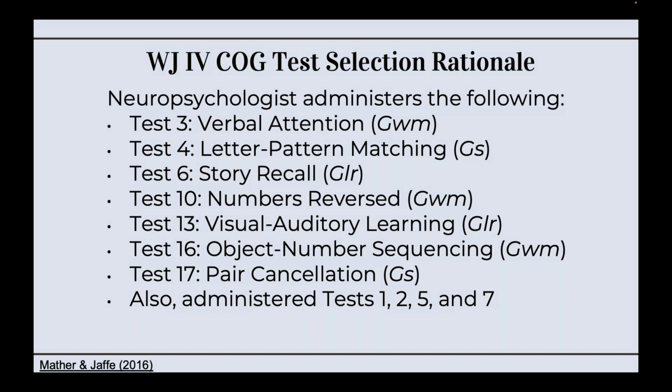Now you'll see, aside from those measures, they also decide to administer tests 1, 2, 5, and 7. Now again, what that's doing is they're filling in the gaps needed to have tests 1 through 7 of the WJ4 cognitive, so then that way they can have those core tests available, because those core tests are needed at minimum to run an intracognitive variation procedure.